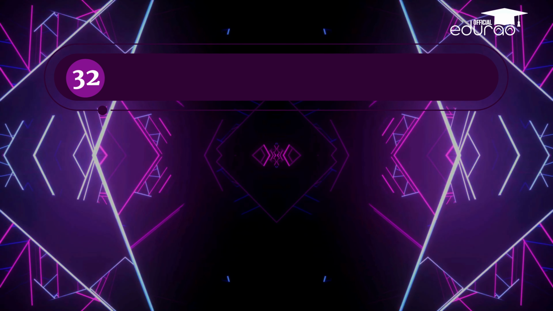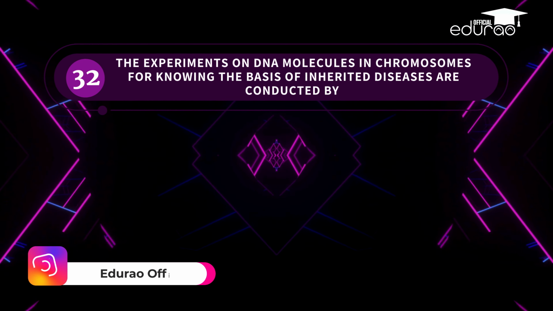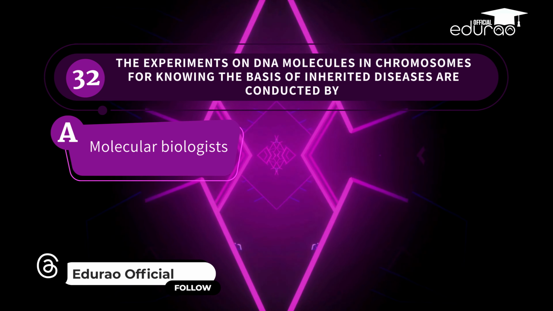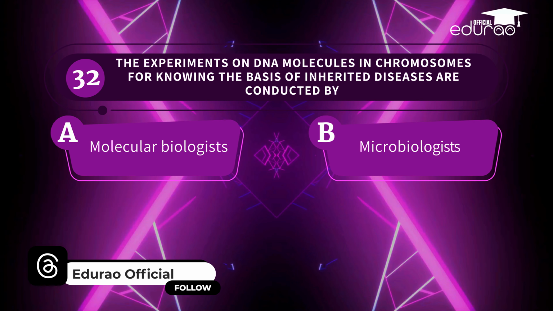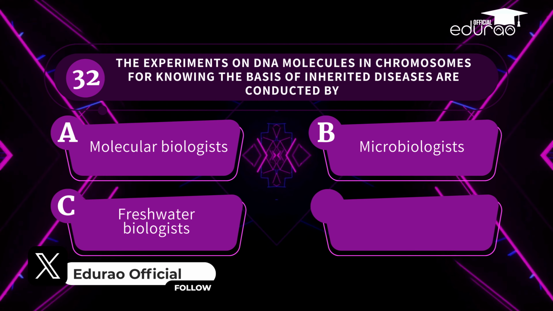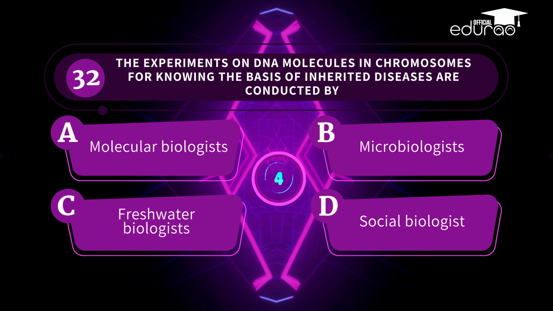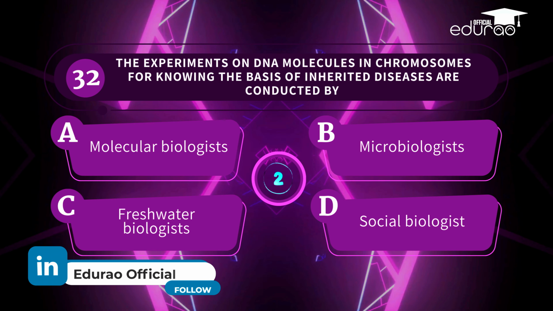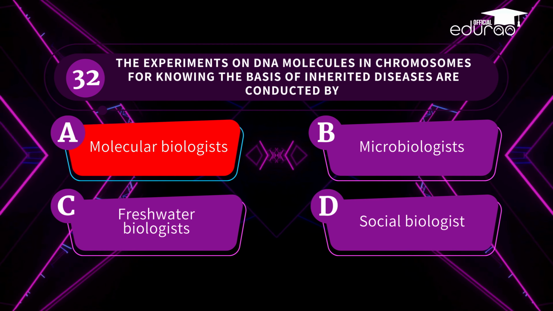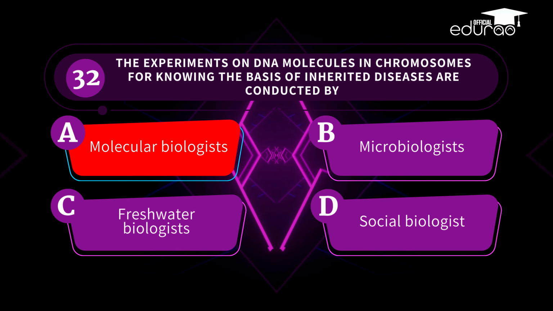Question 32. The experiments on DNA molecules in chromosomes for knowing the basis of inherited diseases are conducted by A. Molecular biologists. B. Microbiologists. C. Freshwater biologists. D. Social biologist. That's a valid and correct point. The correct answer is molecular biologists.